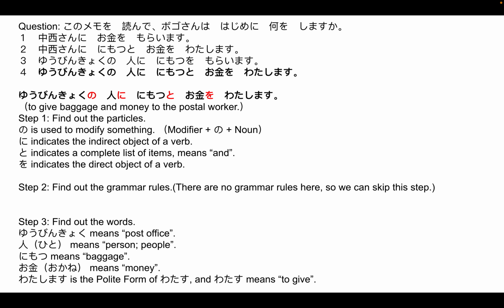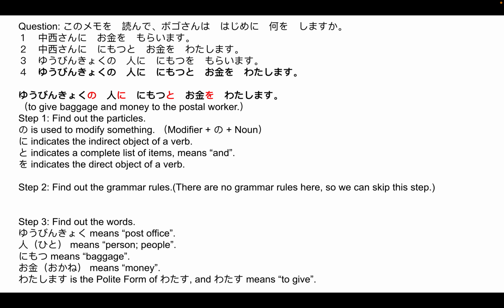郵便局の人に荷物とお金を渡します。To give baggage and the money to the post officer, postal worker. No is used to modify something. Ni indicates the indirect object of a verb. To indicates a complete list of items, means and. Wo indicates the direct object of verb.